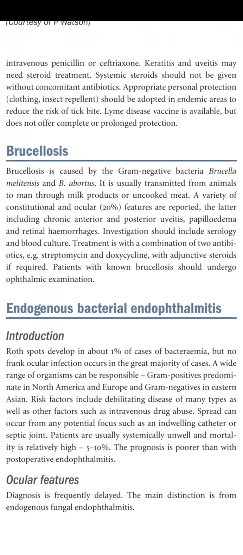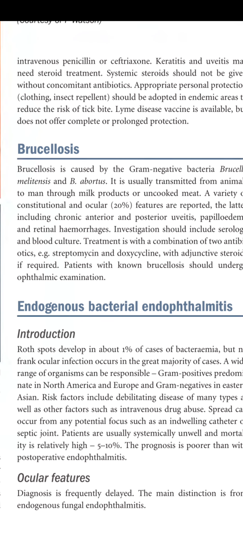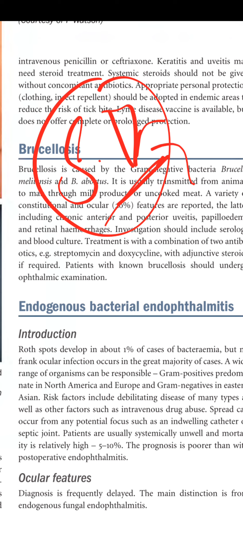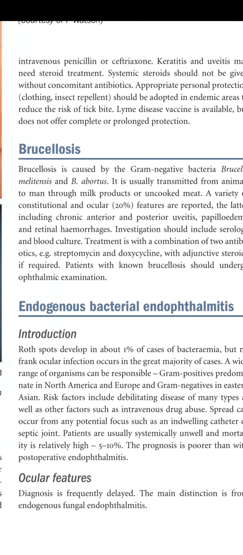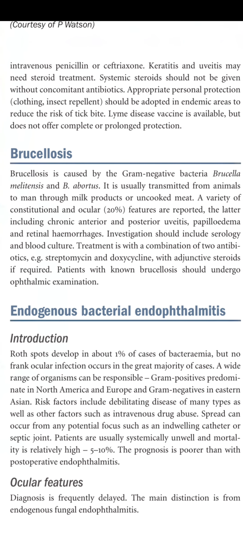Investigation should include serology and blood culture. Treatment is a combination of two antibiotics, for example streptomycin and doxycycline, with adjuvant steroids if required. So you have to give two antibiotics, streptomycin and doxy, in the case of brucellosis, and we can also give adjuvant steroid with it. A patient with known brucellosis should undergo ophthalmic examination.